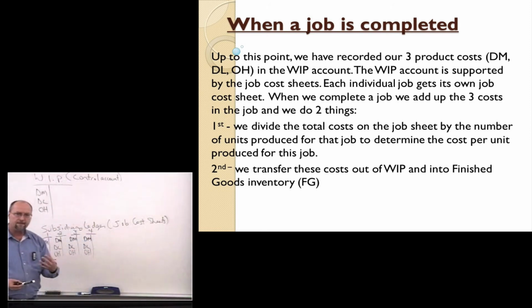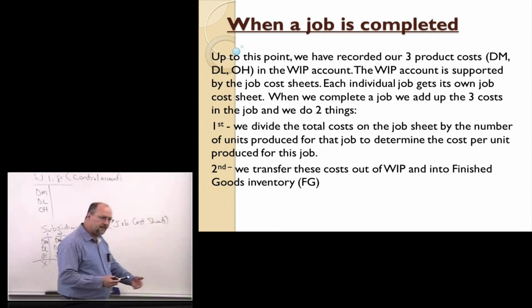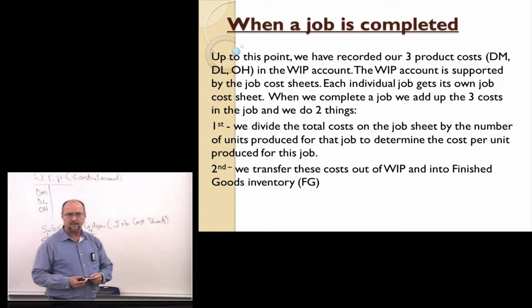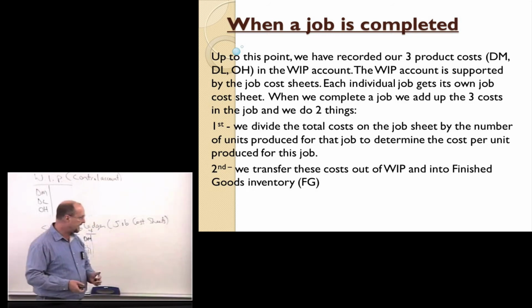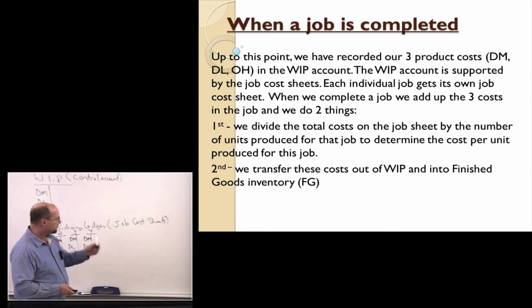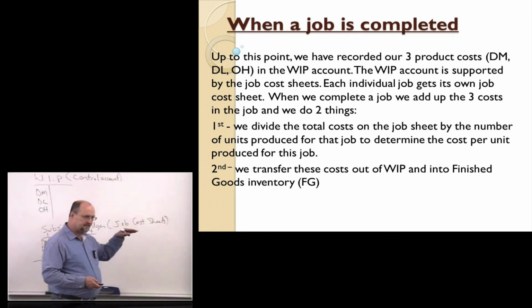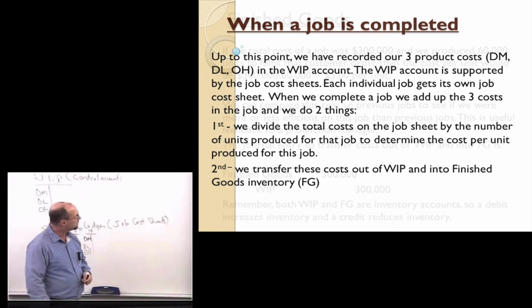And that's good feedback. It lets us know, because we've built this product before, are we doing it efficiently? Did we have some inefficiencies? And then we can try to find the reason and improve our process. We're always trying to run our business as efficiently as we can. Okay, so we divide the total cost of the job by the number of units produced for that job to determine cost per unit. Second, we have to transfer these costs out of work in process into finished goods. That's the next step in the flow of costs.